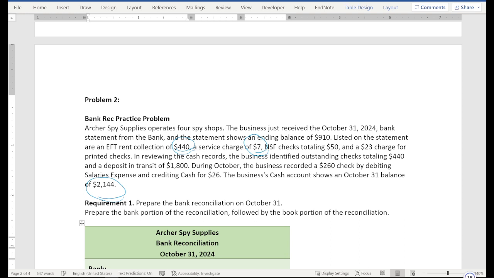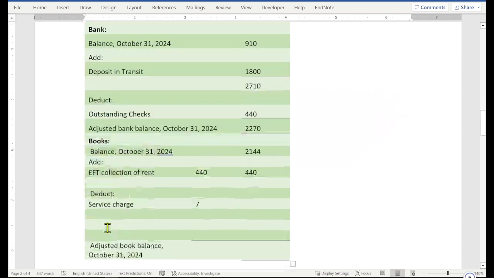Next we have an NSF check for checks totaling $50. So we had checks that bounced. So we thought we got this money. Archer Spice Supplies thought they got money from these customers, and their checks from those customers did not clear. They bounced. They didn't have enough money or something, and so the bank didn't actually collect the $50. We didn't find out until we saw the statement. So we'll have to call up those people eventually and say, hey, you still owe us money. We're going to have to put it back into accounts receivable, saying that we're still looking for it from those customers. So we're going to have to decrease our balance by $50 because this has the $50 included in it, and we really don't have those $50. So let's go ahead and do that.